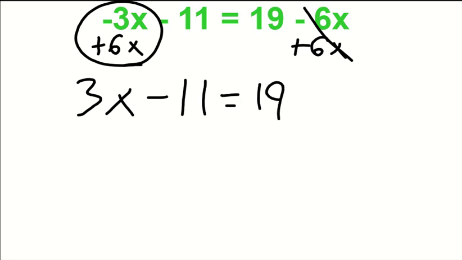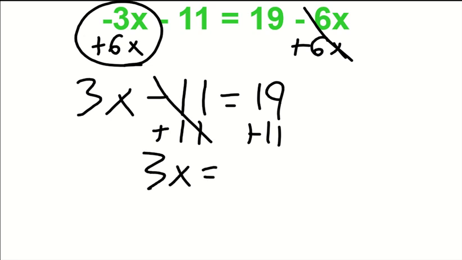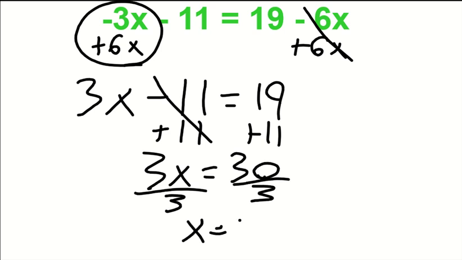We get rid of the subtraction or addition at this point. So we get rid of that subtraction by adding 11 to each side. Cancels out there, so we have 3x on the left. 19 plus 11 gives us 30. Then we get rid of the multiplication by dividing. So x equals 10. Any questions on that one? The biggest mistakes usually are with the signs, so be careful when we're working with negative numbers.